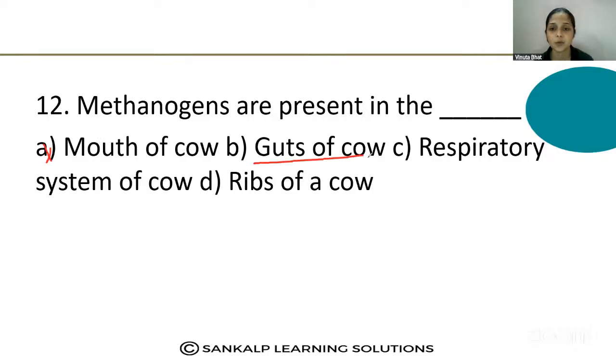Guts of the cow, respiratory system of the cow. So that is also wrong one. Ribs of the cow? No, they are present in the guts of the cow. Ruminant organisms. Okay, option B is the correct answer.